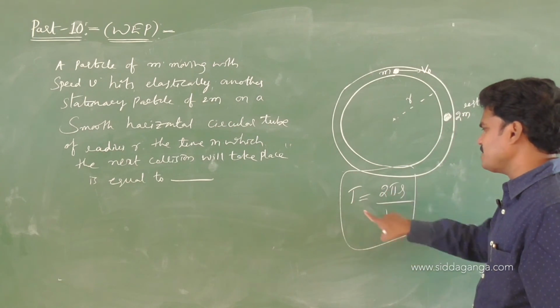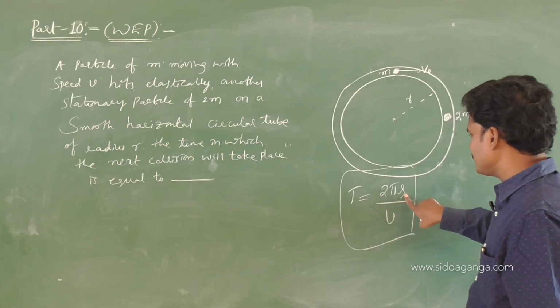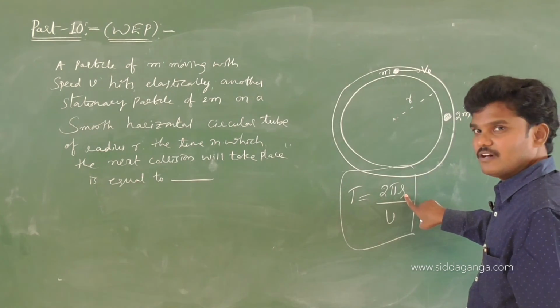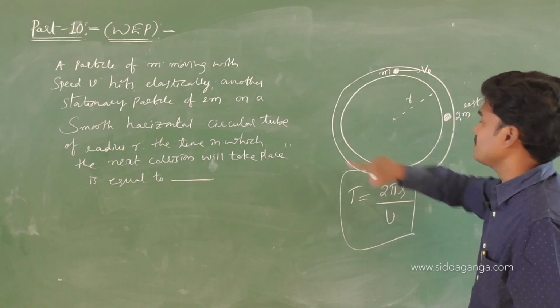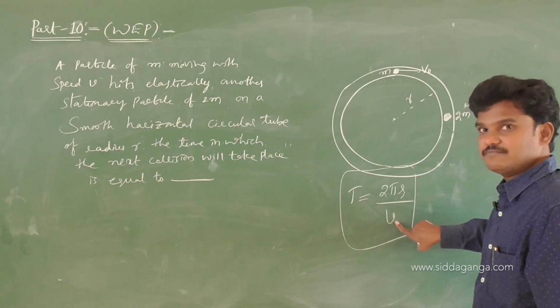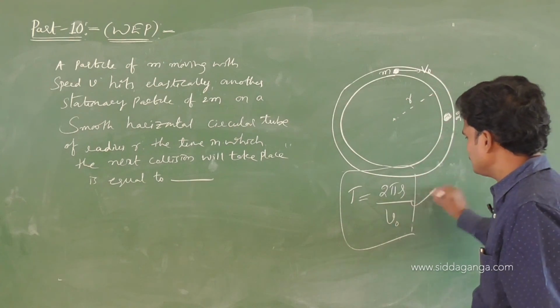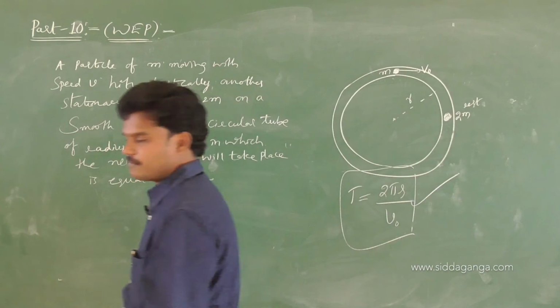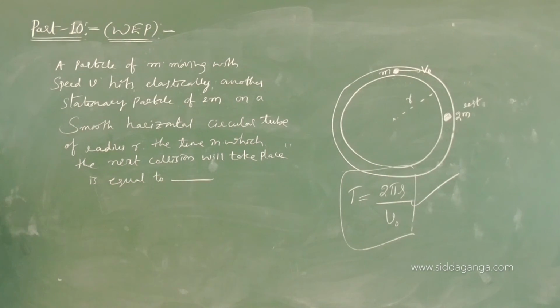Velocity is equals distance by time. Time is distance travelled by the particle of m, which is 2 pi r, by velocity. Velocity is v naught. So this is the answer. Direct question actually. 2 pi r by v naught.